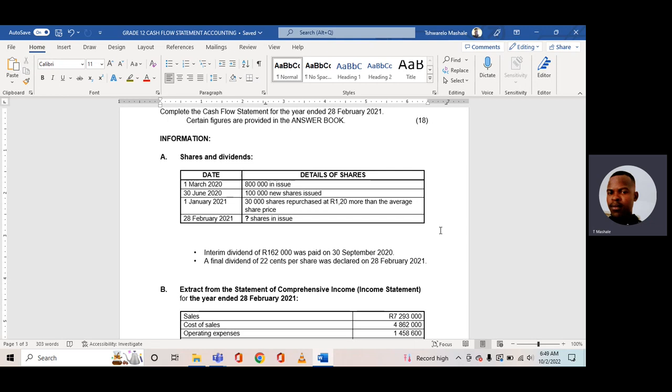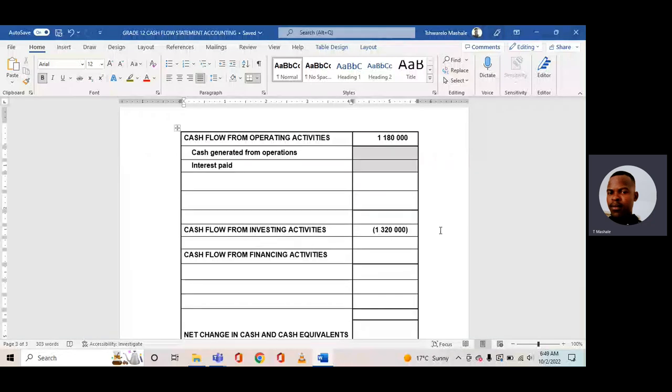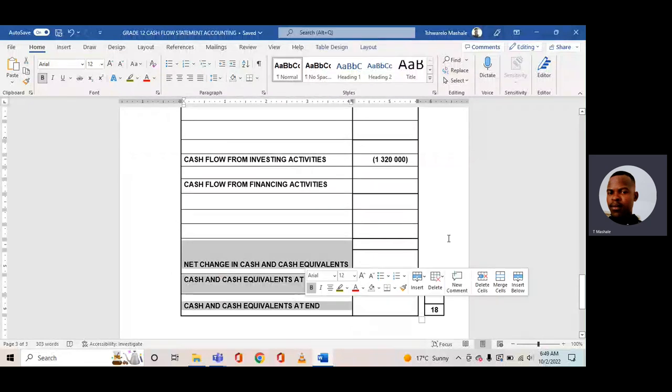They say that the information given is, in information A, the shares and the dividends, in information B, the comprehensive income, and in information C, the statement of financial position. Therefore, here is our answer sheet. It has the cash flow from operating activities, the cash flow from investing activities, and the cash flow from financing activities. We've been given our closing balances here, our balancing figures, with which we balance our cash flow with the cash and cash equivalents.